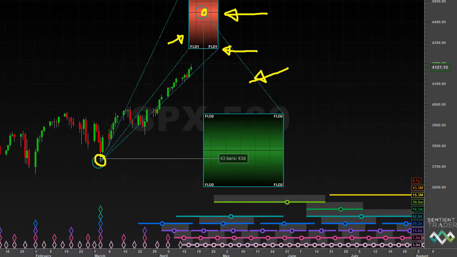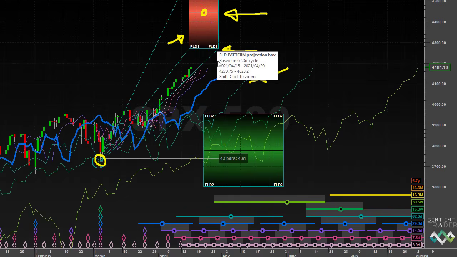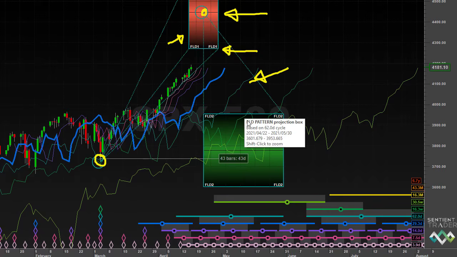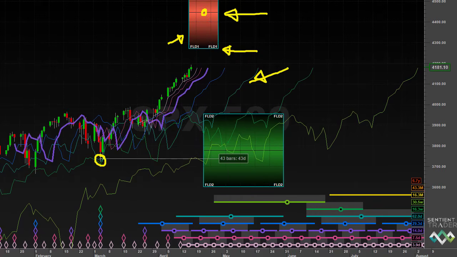As it crosses each one of the FLDs, let's display them again very quickly, as it crosses each one of those FLDs, it is projecting a path downwards into the next 80-day cycle trough, which is of course expected, according to this nest of lows over here, in about early May.